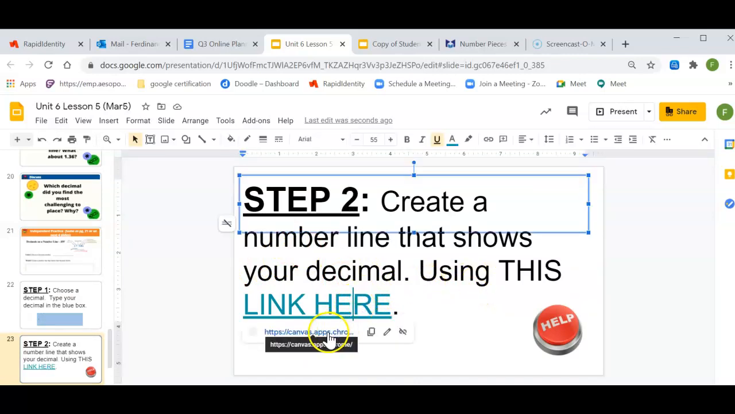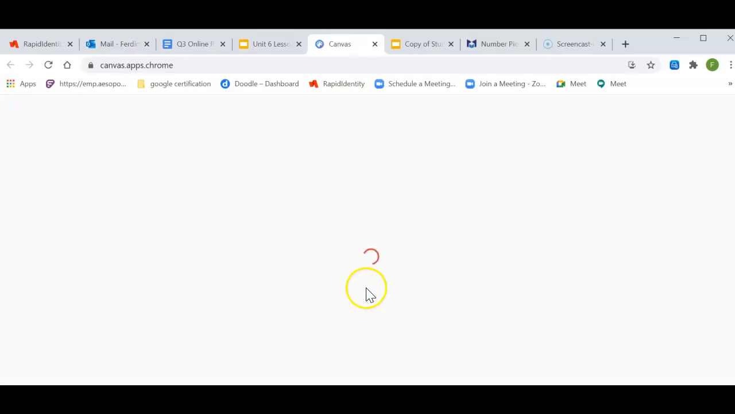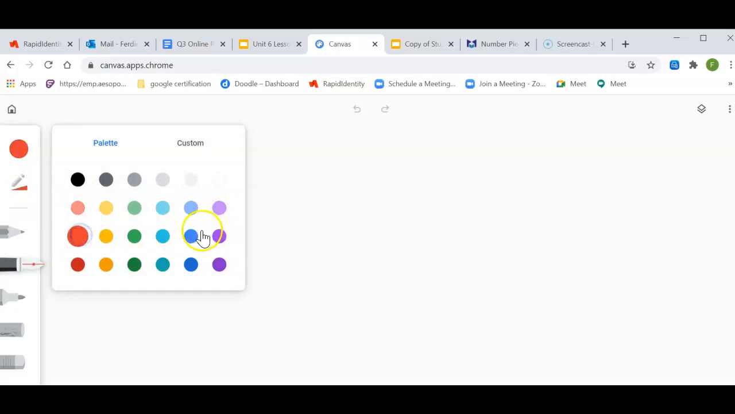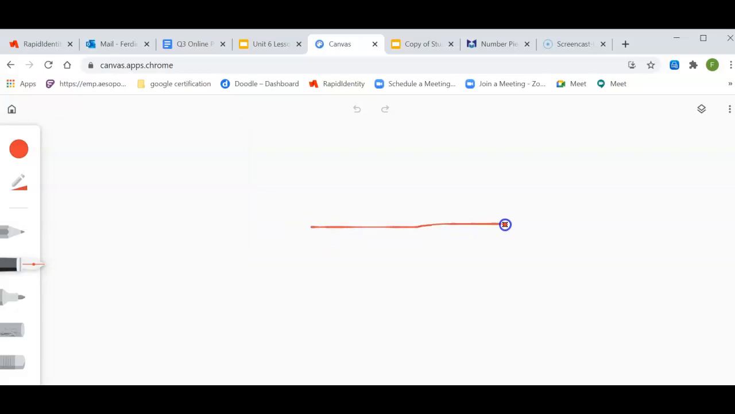You just click on the link right here, and you got to build your decimal. So I'm going to click New Drawing, and pick a color. Now I chose 0.5, so I'm building my number line. I know this will be 0, and this will be 1. And I know that 0.5 is right in the middle, 5/10.